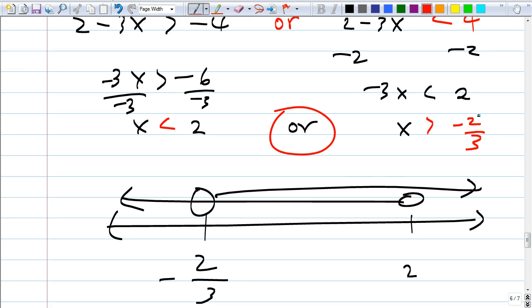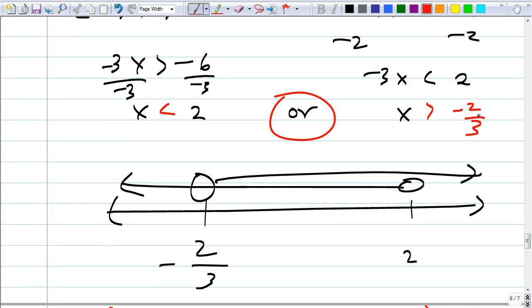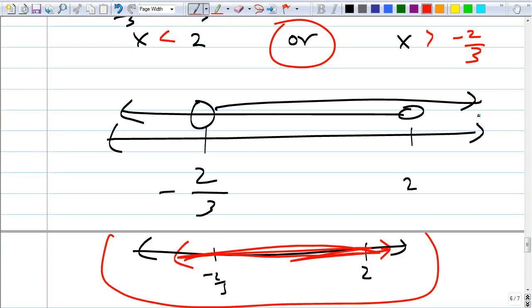Not quite. Chansu, what do you think? It'll be all real numbers, right, Elizabeth? Right? Because "or" means we want the solutions of x less than 2, all of these, plus all the solutions of x greater than negative 2/3. Right? Does that make sense?